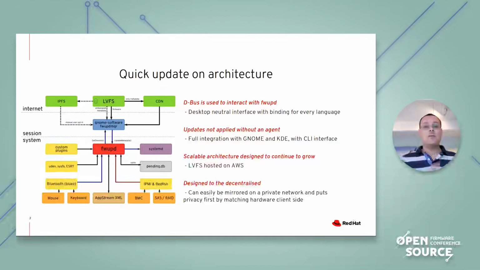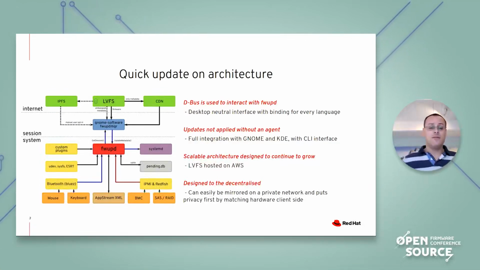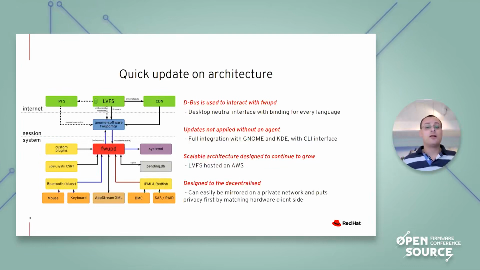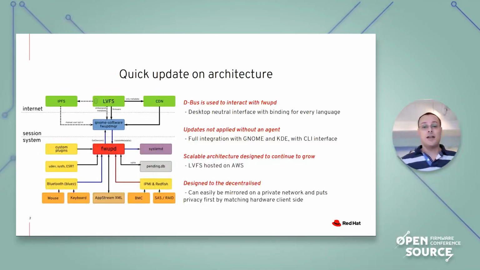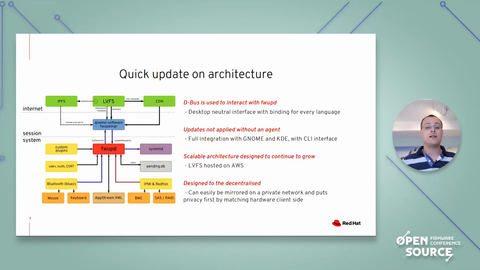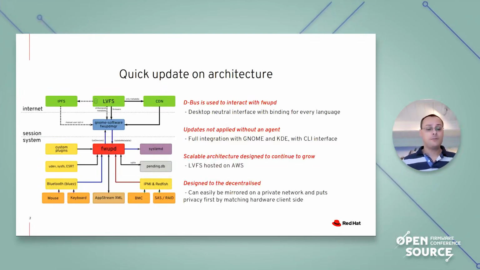So let's look at some of the new bits on this architecture diagram. I'll talk more about IPFS in a few minutes' time, but essentially what we're doing is we're allowing any non-embargoed firmware, we're publishing onto the IPFS and then optionally downloading it from the client. And I'll explain why we do that in a minute.